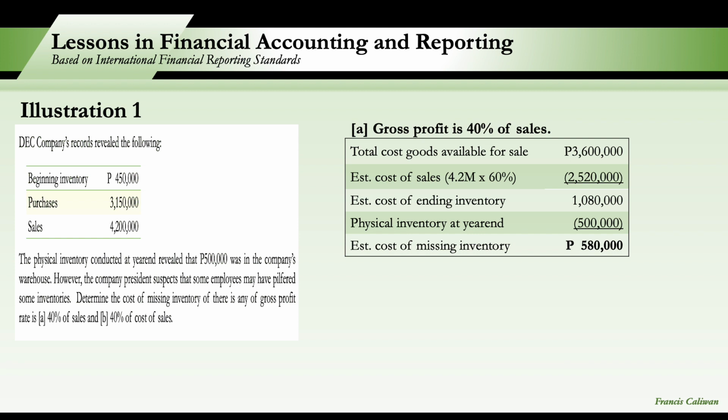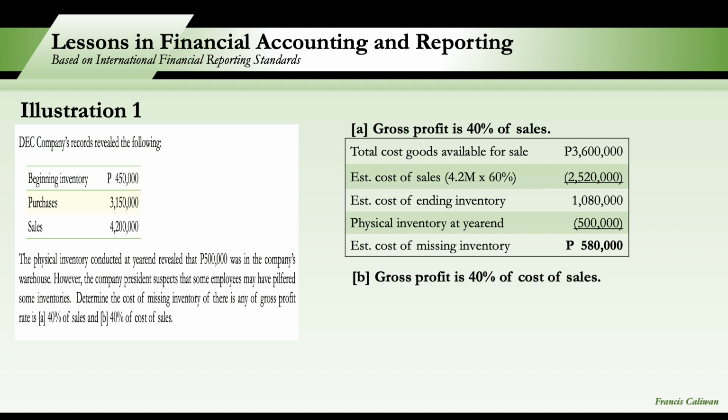So that should be the cost of ending inventory. But based on the physical inventory conducted at year-end, only 500,000 was found. So we deduct the 500,000 inventory in the warehouse from the should-be cost of ending inventory, or the estimated cost of ending inventory of 1,080,000, and therefore the estimated cost of missing inventory is 580,000. So if the gross profit is 40% of sales, our answer for the estimated cost of missing inventory is 580,000.